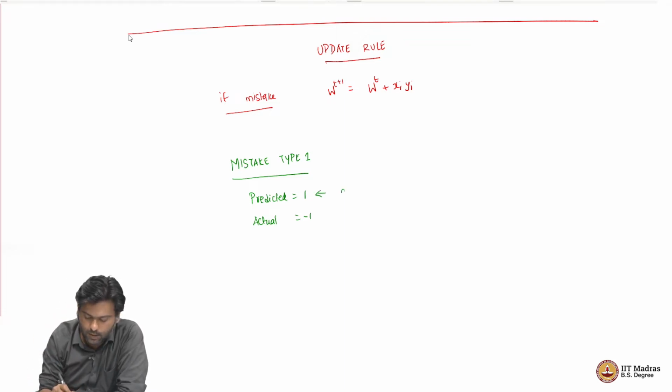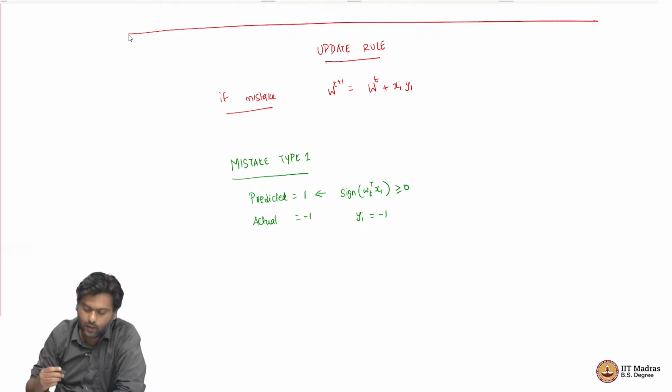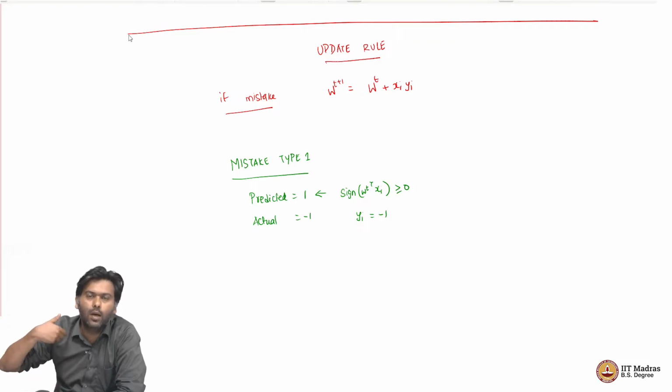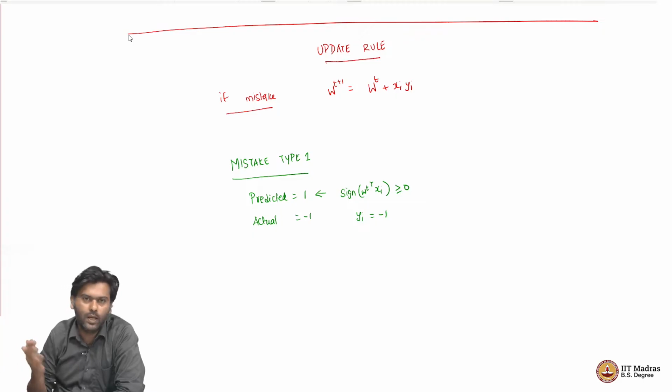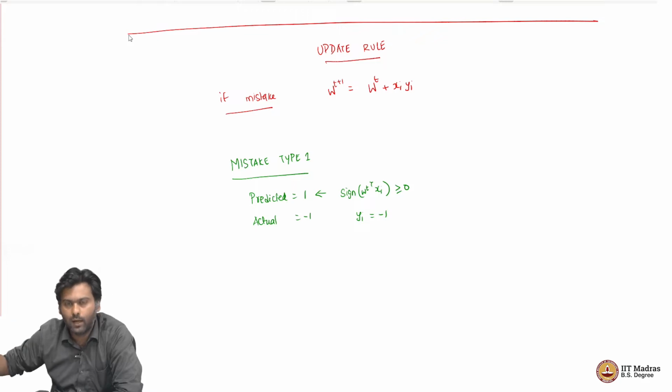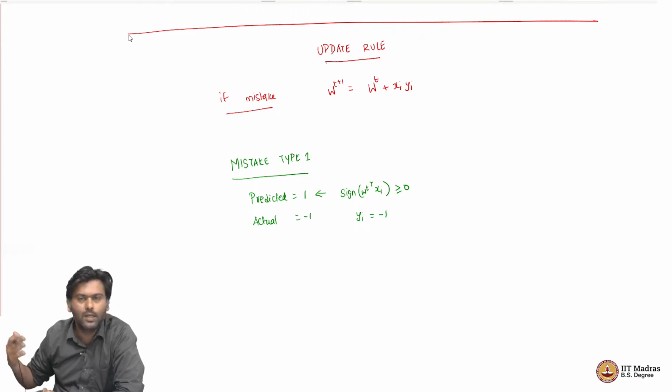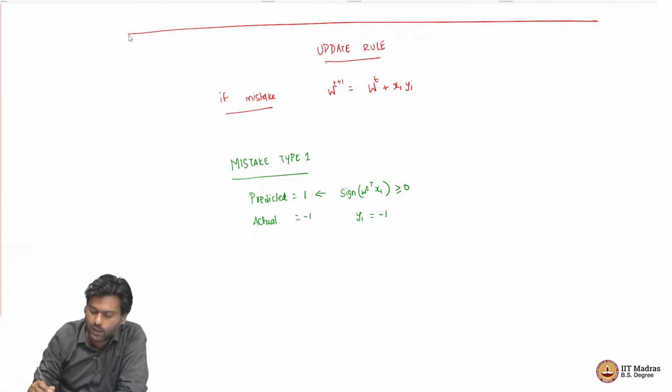Well, this just means that sign of W_t transpose x_i is greater than or equal to 0, but y_i is minus 1. So, you had a current W_t and you find an (x_i, y_i) pair where it is making a mistake. Why is it making a mistake? Because with respect to W_t, I am predicting 1. When will I predict 1? When I see that x_i falls on the positive side of W_t, or the non-negative side of W_t, which means that sign of W_t transpose x_i is greater than or equal to 0. But because it is a mistake, y_i should have been minus 1.